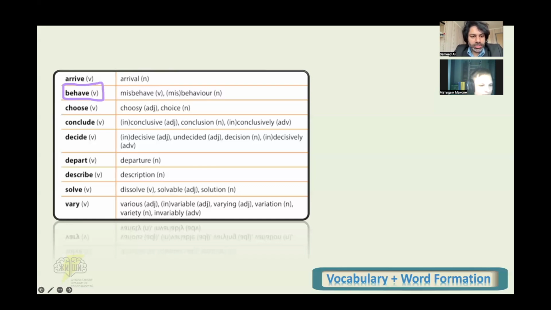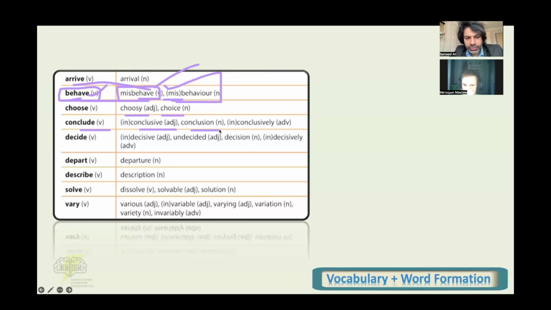Let's look at these variations of the words. Arrive can be arrival. Behave, misbehave. Behave is positive, misbehave is negative. Misbehave, misbehavior. Choose, choosy, choice. Conclude, conclusive, conclusion, conclusively. Decide, indecisive, undecided, decision, indecisively. Depart, departure. Describe, description. Solve, dissolve, solvable, solution. Vary, various, variable, varying, variation, variety, invariably. Many, many different words. Good.